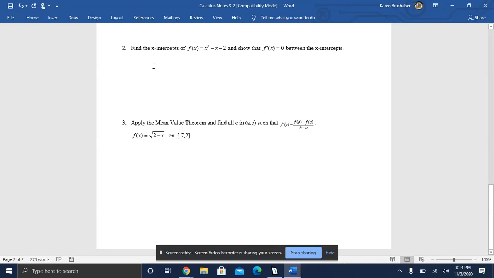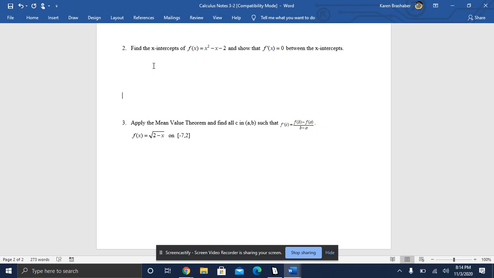All right, we'll wrap up this set of notes with two more examples. Problem number 2, I'm asking you to find the x-intercepts. That just involves doing some algebra, and then we're going to see how Rolle's theorem will guarantee that in between those x-intercepts, there is either a maximum or a minimum. In other words, a place where the derivative is equal to 0.